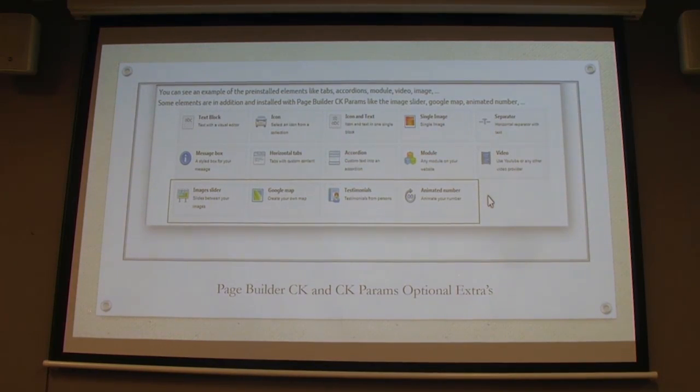Right, this is what I was talking about. See the bottom four there with the brown lines around them, or brown box? They're the extras: the image slider, the Google Map, the testimonials, and the animated numbers. The others up the top there, the text box, the icon and text, single image, separators and so on, message box, tabs and accordions, are all part of the free one. So basically you can use the free one and do just about most things you need to do, unless you specifically need to add Google Maps easily and things like that.